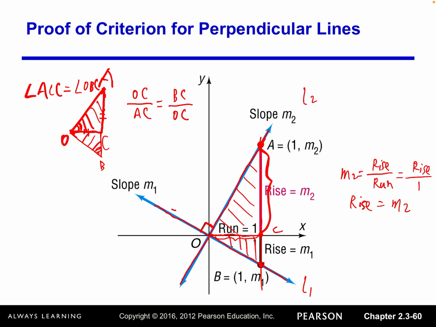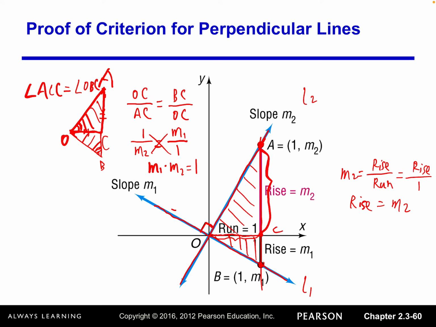So OC equals 1, right? That's 1 over AC, that's M2, equals BC, that's M1, over OC, that's 1. When we set up this proportion and cross multiply, they're equal. So we know M1 times M2 equals 1. So that's from the geometry method, we can find out the value.